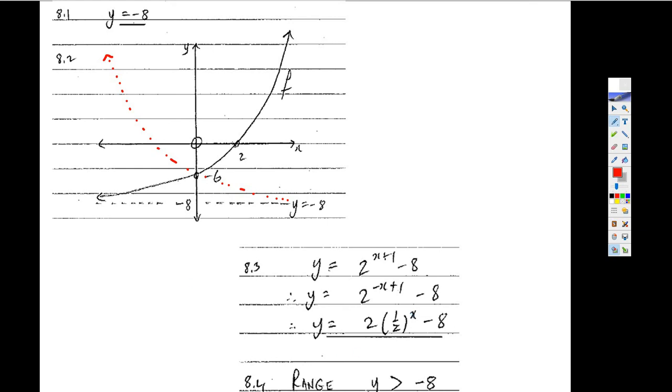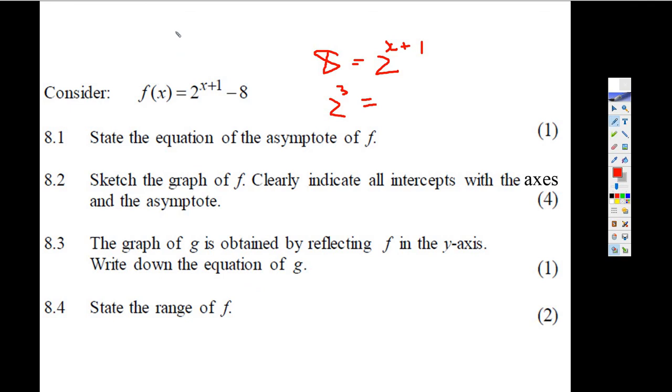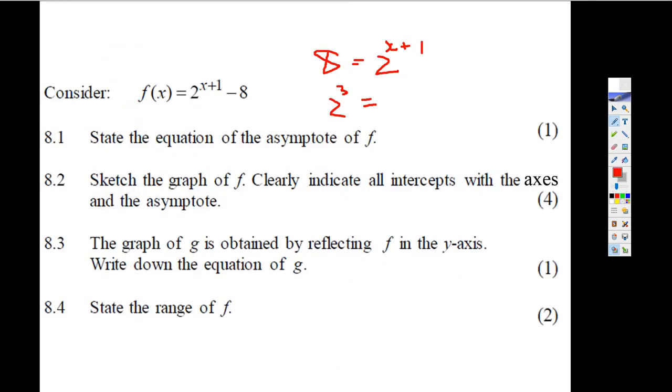Now, the last question is a pretty easy question. What's the range of this function? Well, the original function, what's the range of f? Well, there's our function, f. And range, what does that mean? It means all the possible y values. Well, it can't be -8. It can't be anything down below. So the range is y is an element of all the real numbers, but y's got to be greater than -8. And there you go. There's the whole thing done.